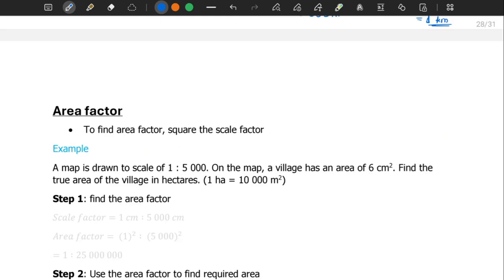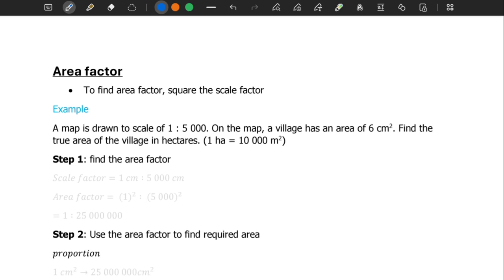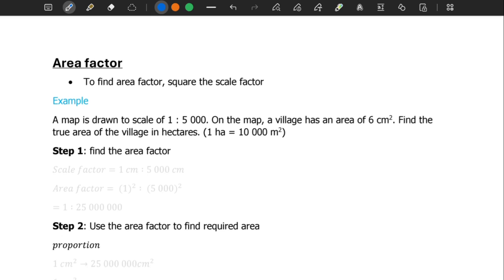And then the next set of questions, the next topic under scale is area factor. So finding scales but in the area sense. For example, you will be told that this area on the map is covered by this many square centimeters, but on the ground it covers this many hectares or square kilometers or square meters. So to find the area factor, you square the scale factor. So we have an example.